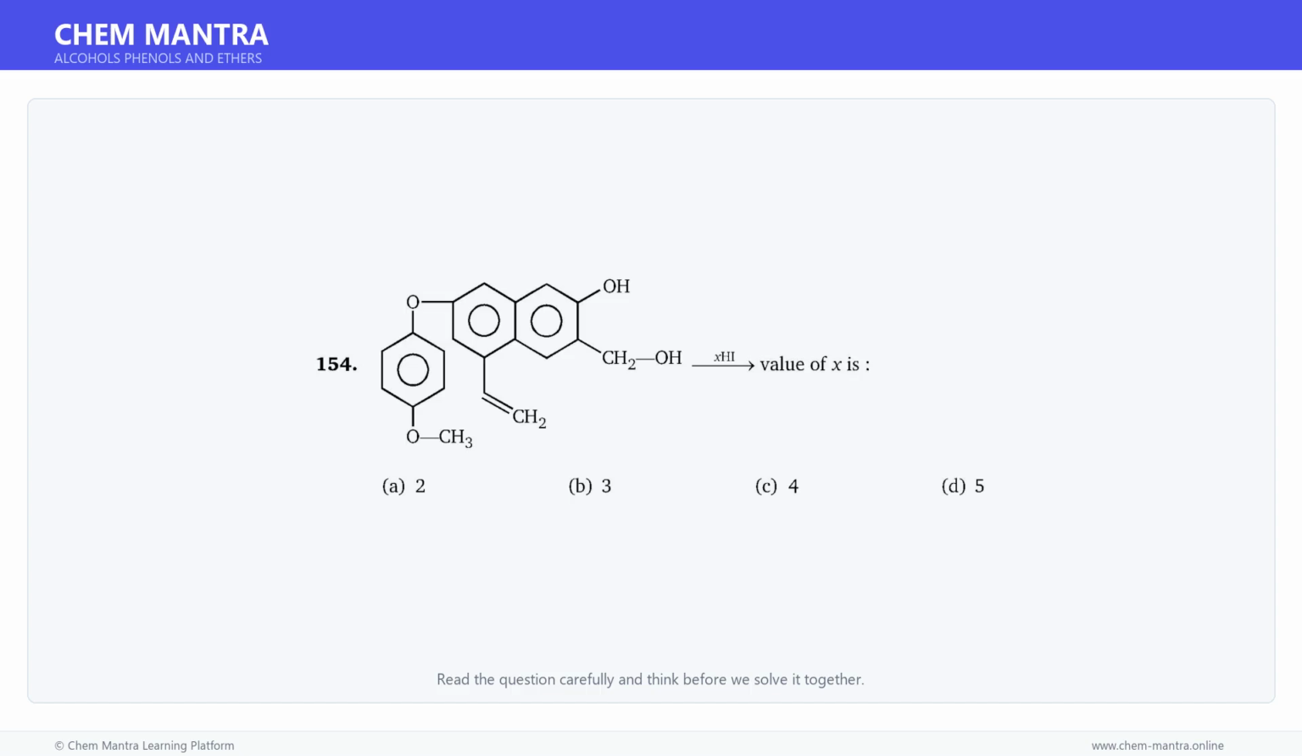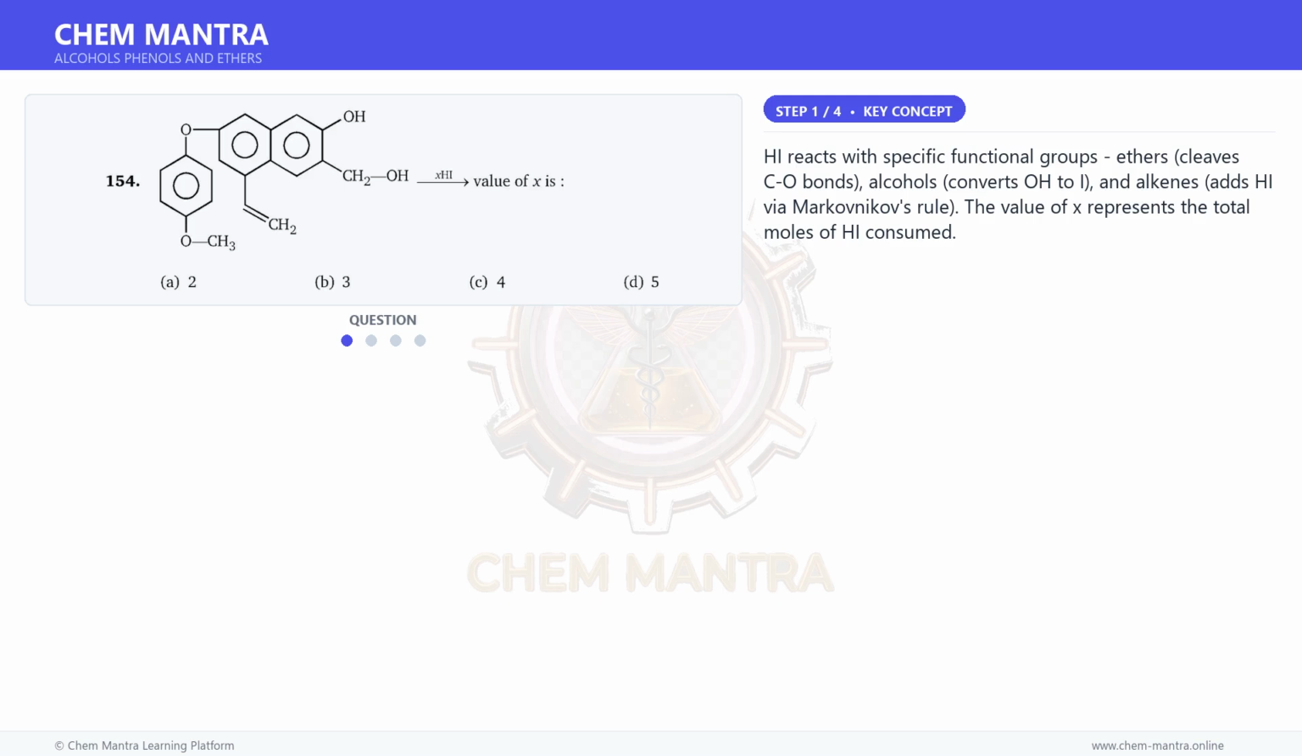Here is a question. Read it carefully and think about the answer. Let us solve it step by step. Let us first understand the key concept here. HI reacts with specific functional groups: ethers, cleaves C-O bonds; alcohols, converts OH to I; and alkenes, adds HI via Markovnikov's rule. The value of X represents the total moles of HI consumed.